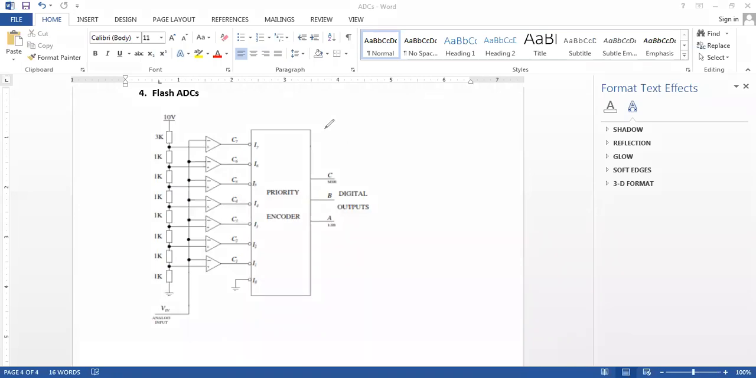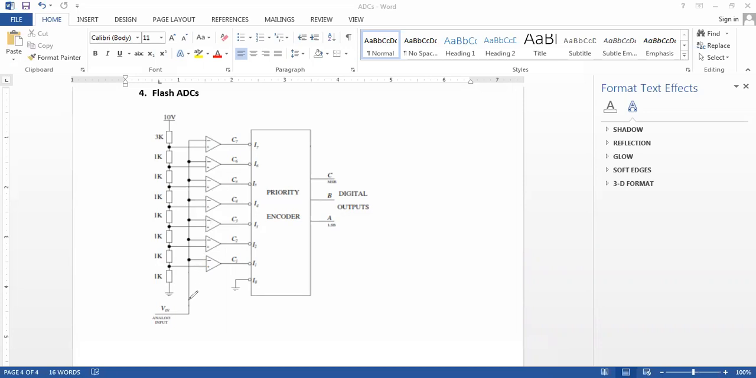This is the flash ADC. And this is a typical flash ADC, which is made up of comparator networks as well as a priority encoder. So we have a priority encoder and some sets of comparator networks.